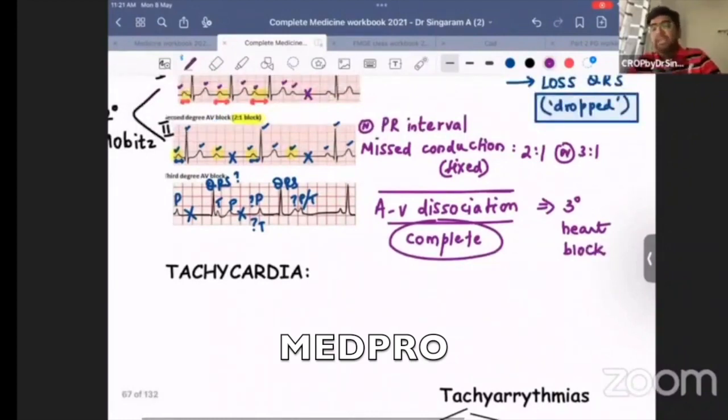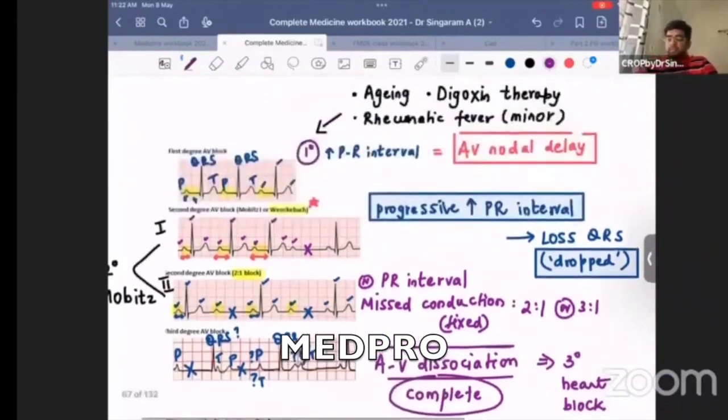Okay, complete misunderstanding between the atrium and the ventricle. We are not able to find a definite relation between the P wave and the QRS complex. This is what we call complete atrioventricular dissociation or third degree heart block. Are you able to follow?